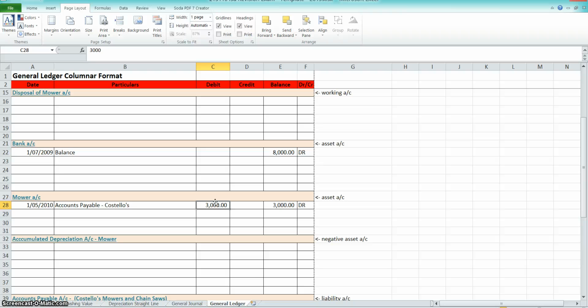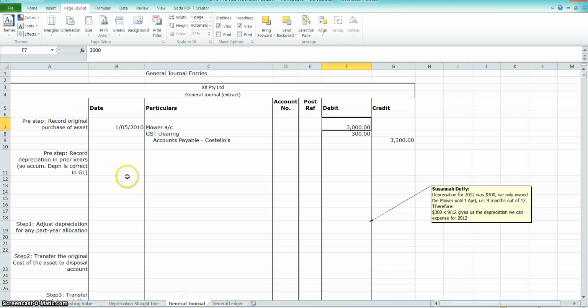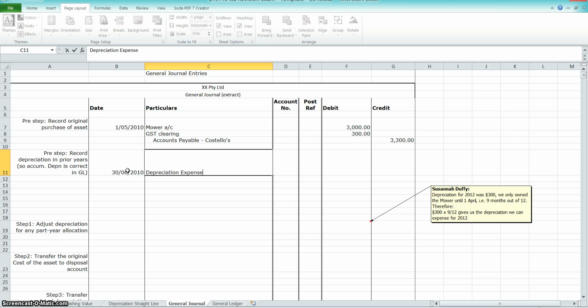Alright, our next step is to record the depreciation for the 2010 year and the 2011 year. So you're going to get this from your depreciation schedules. So we're going to be doing these journals on the last day of the financial year. So it'll be 30 June 2010. It will be called depreciation expense. That's the debit side because we're expensing it. Credit side is the accumulated depreciation account.